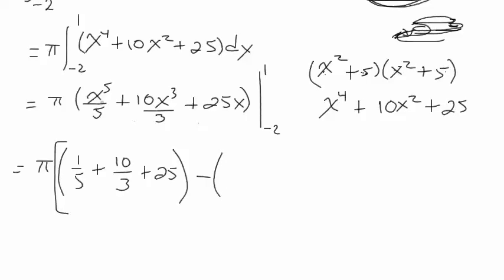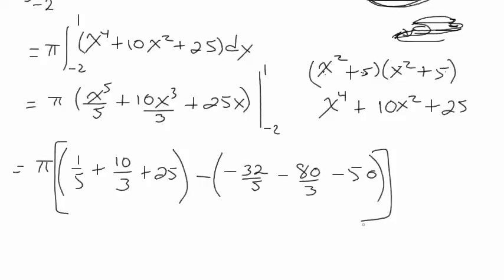2 to the 5th is 32, right? 2 times 2 is 4, 4 and 4 is 16. Yeah, just making sure. -32/5. What is this going to be? That's going to be another negative. That's going to be 80, -80 over 3. And then minus 50.